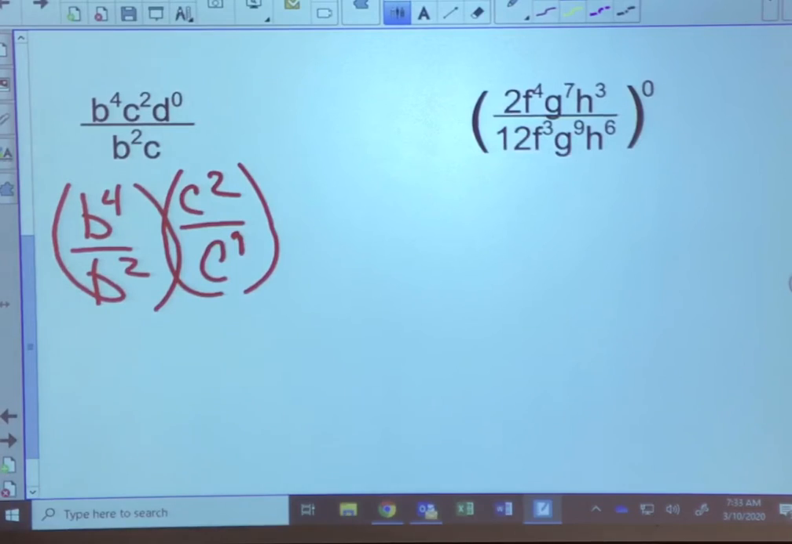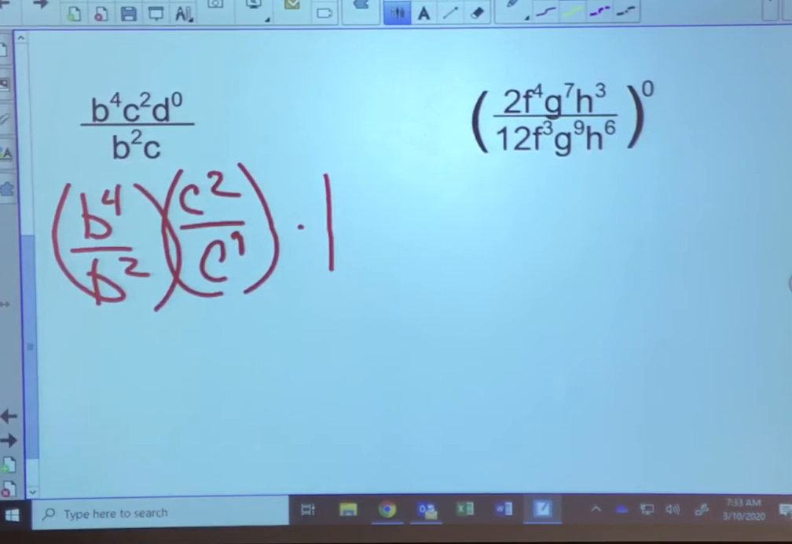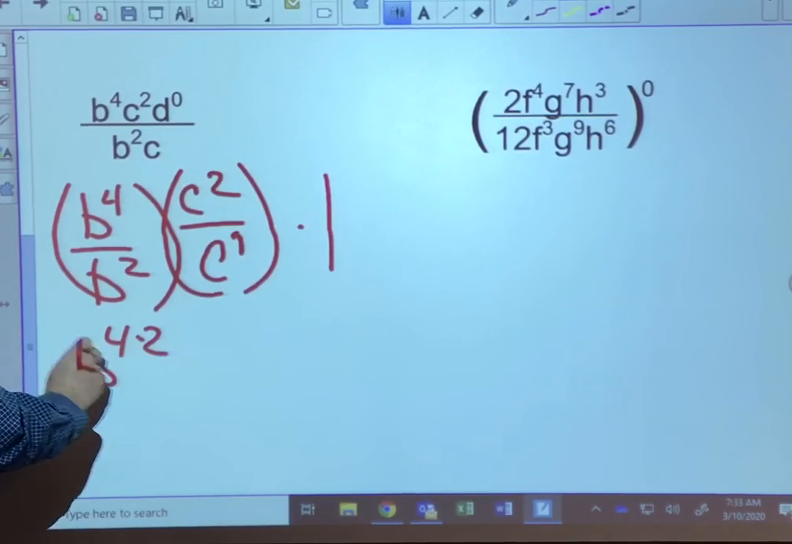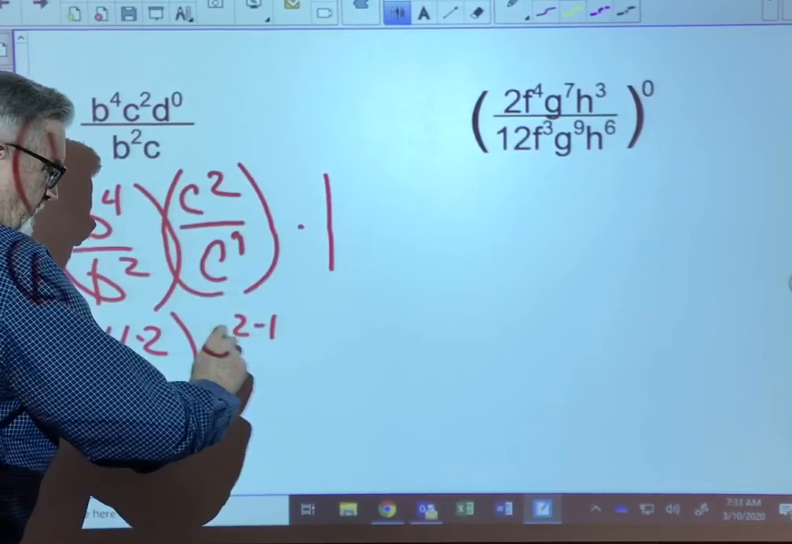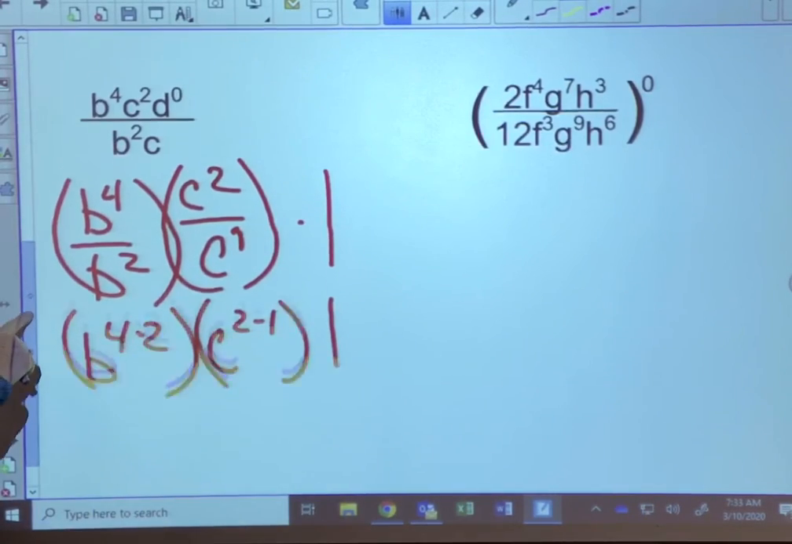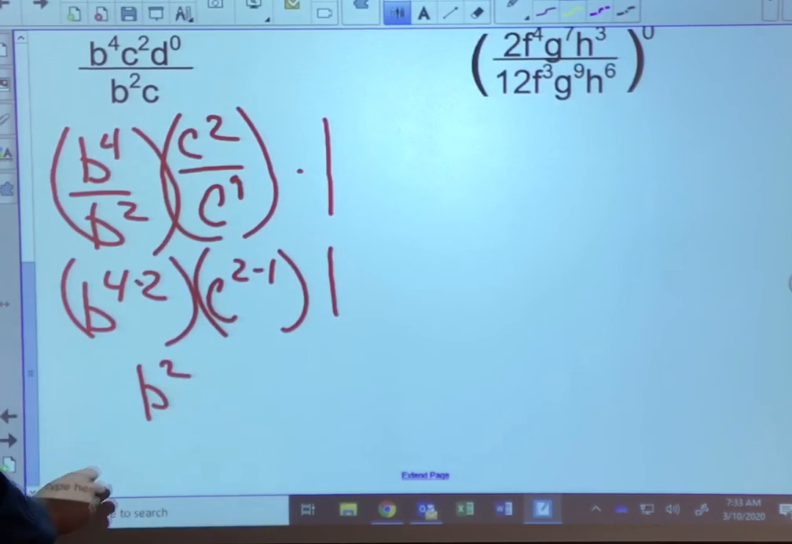What is d to the 0 power? D to the 0 power is 1. So I'm basically multiplying this whole thing by 1 when I get done. So next, we're going to have b to the 4 minus 2 power. We're going to have c to the 2 minus 1 power. All that times 1.